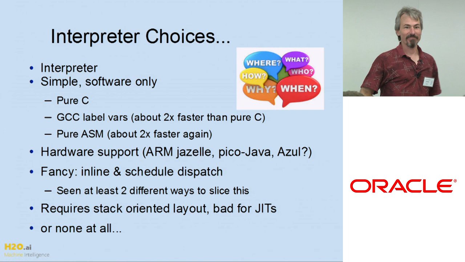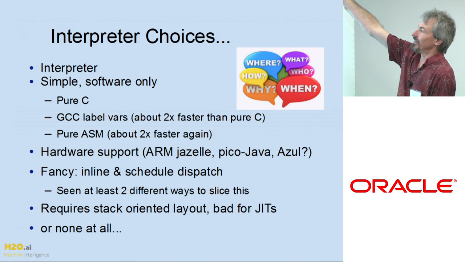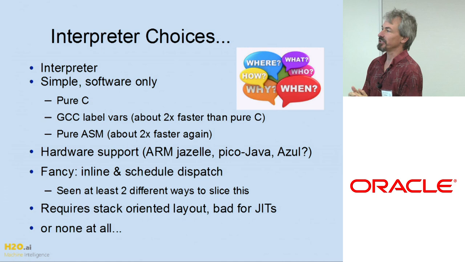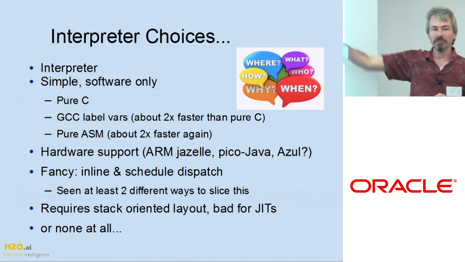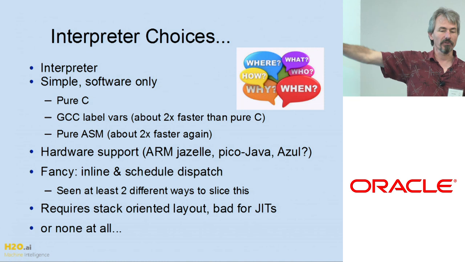Okay, interpreter choices. Simple or complicated. You write one in pure C. It's very easy to get started. It's easy to understand how a pure C interpreter works. It has a certain speed to it, all tied up with dispatch. You go to GCC label vars, which is about twice as fast as a good C interpreter. Pure assembler, HotSpot had one for a long time. It's about twice as fast again.